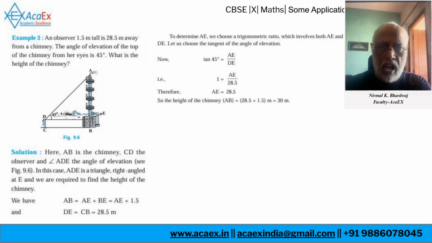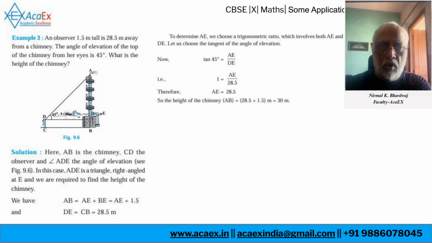Example 3. Height of a chimney. Problem. An observer who is 1.5 meters tall is standing 28.5 meters away from a chimney. The angle of elevation from her eyes to the top of the chimney is 45 degrees. What is the height of the chimney?